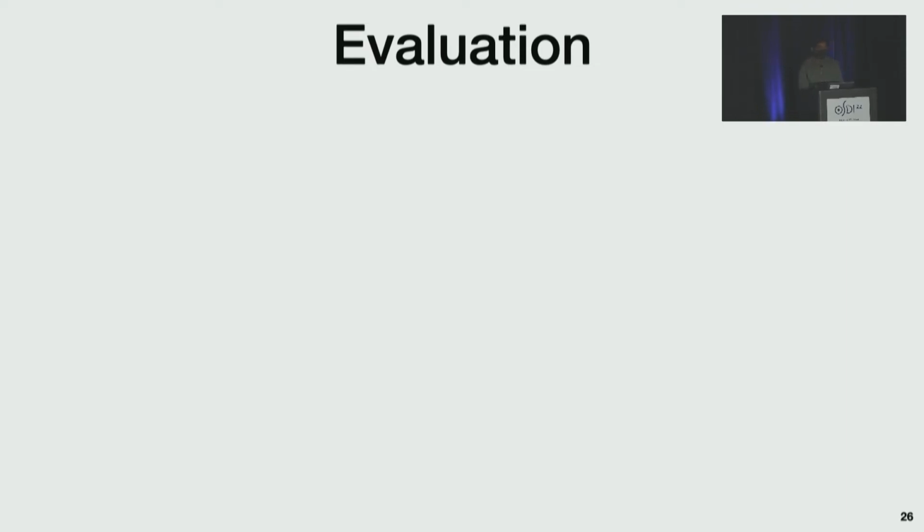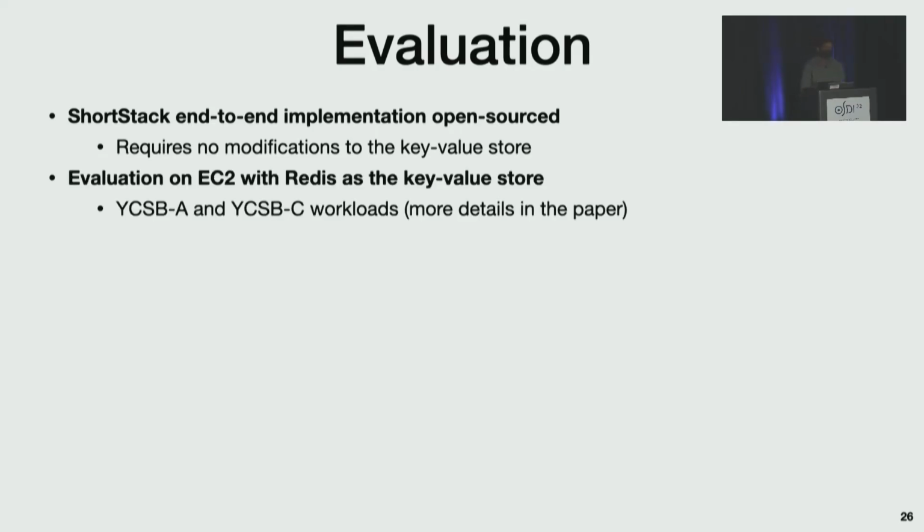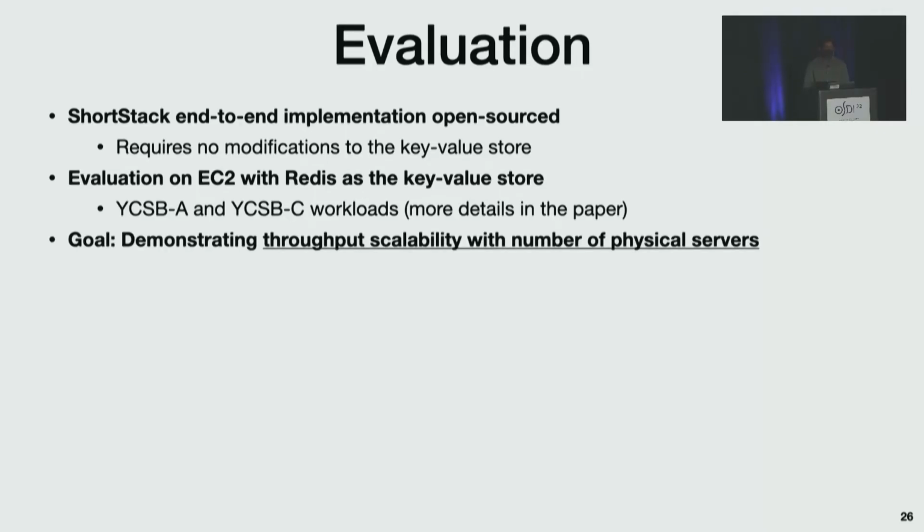Now, lastly, I want to talk about evaluation. We implement SHORTSTACK end-to-end and open source this implementation. Crucially, SHORTSTACK requires no modification to the key value store. We run our evaluations on EC2 with Redis as the key value store and the workloads as YCSB-A and YCSB-C. The main goal of SHORTSTACK evaluation is to see how SHORTSTACK throughput scales linearly with number of physical servers.